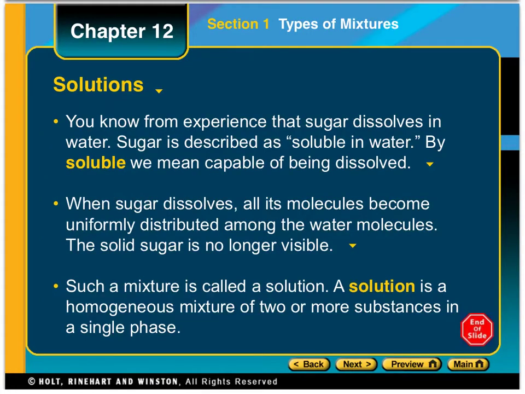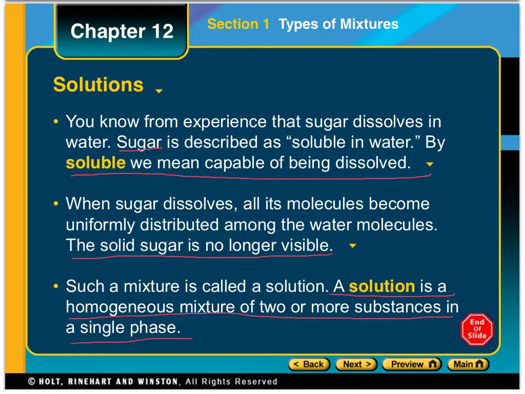Many of you maybe have taken some water and some sugar, and you have poured the sugar into the water and it's dissolved, and that means that the solid is no longer visible. We would describe sugar as being soluble, and that means it's capable of being dissolved. So when you combine that water and that sugar together, we're going to call this a solution. A solution is a homogeneous mixture of two or more substances in a single phase, and the one we're talking about would obviously be in the liquid phase.